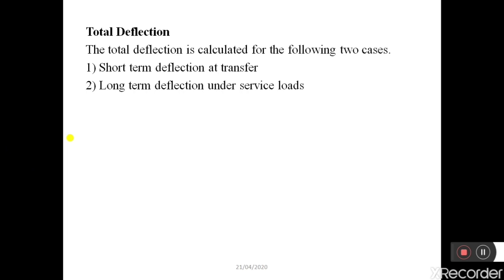Long-term deflection under service loads will include deflection due to live load, deflection due to dead load, deflection due to prestress, and deflection due to the average of prestress by considering losses of prestress. Considering losses of prestress means we consider all the losses that will occur in a member, and we take the average of those losses and the initial prestress, and we calculate the deflection.